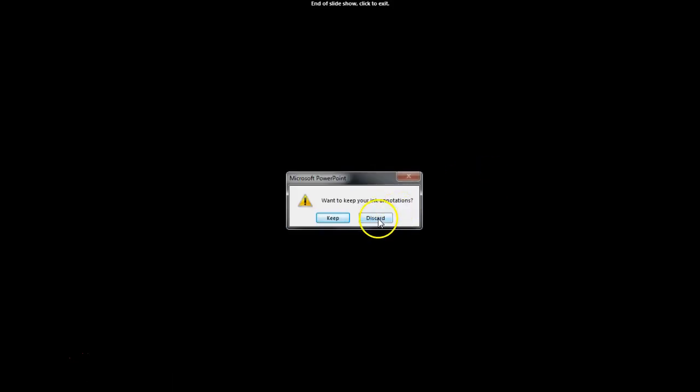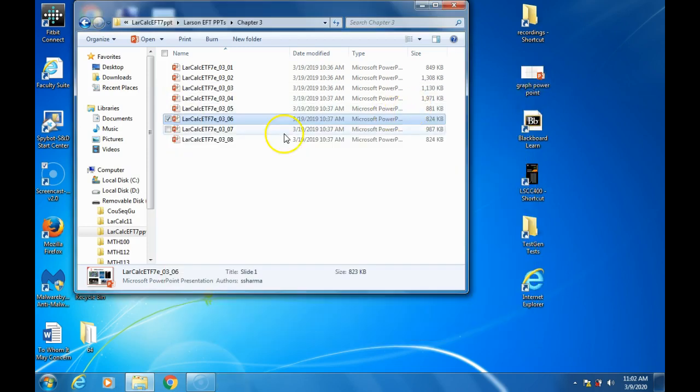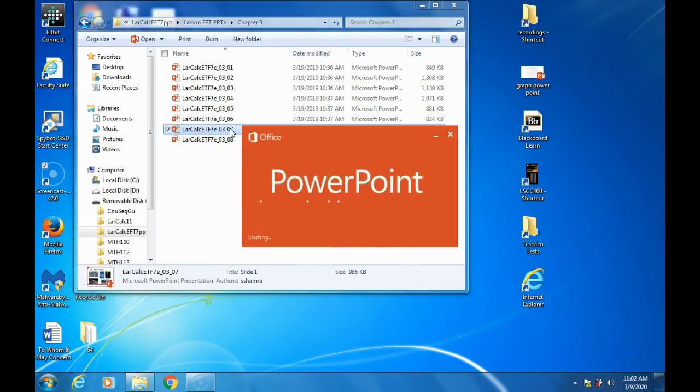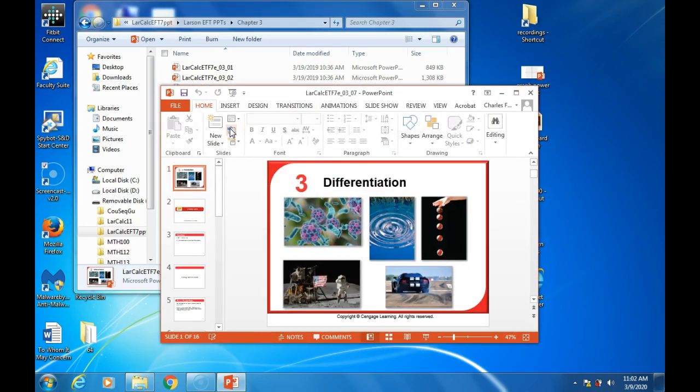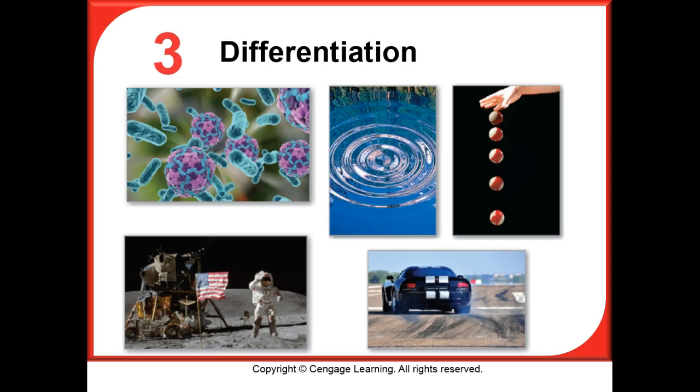Now, the related rates section, again, is a great section. It's a fun section. These are fun problems to do. We just don't have time for them. So what I'm going to do here is, again, just do a slideshow of them, and I'll try to point out the key elements. All right, we'll go from the current slide, and it is 11:02, so we've got a fair amount of time left.